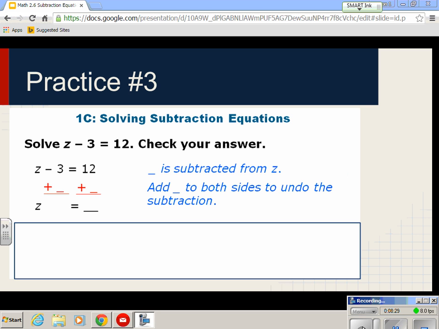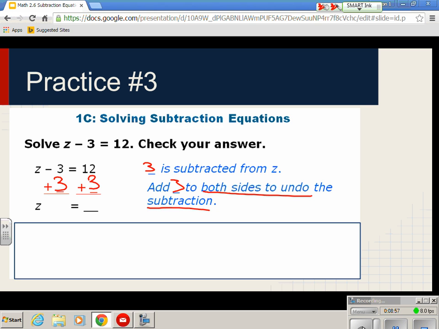Here's another one I want you to try on your own. Now it says z minus 3 equals 12. Give it a shot. Come back when you're done. Okay. So what is it that we're subtracting from z? We see that it's 3. Well, we're going to have to undo that math. So undo the subtraction. That means we're going to have to add 3 to both sides.